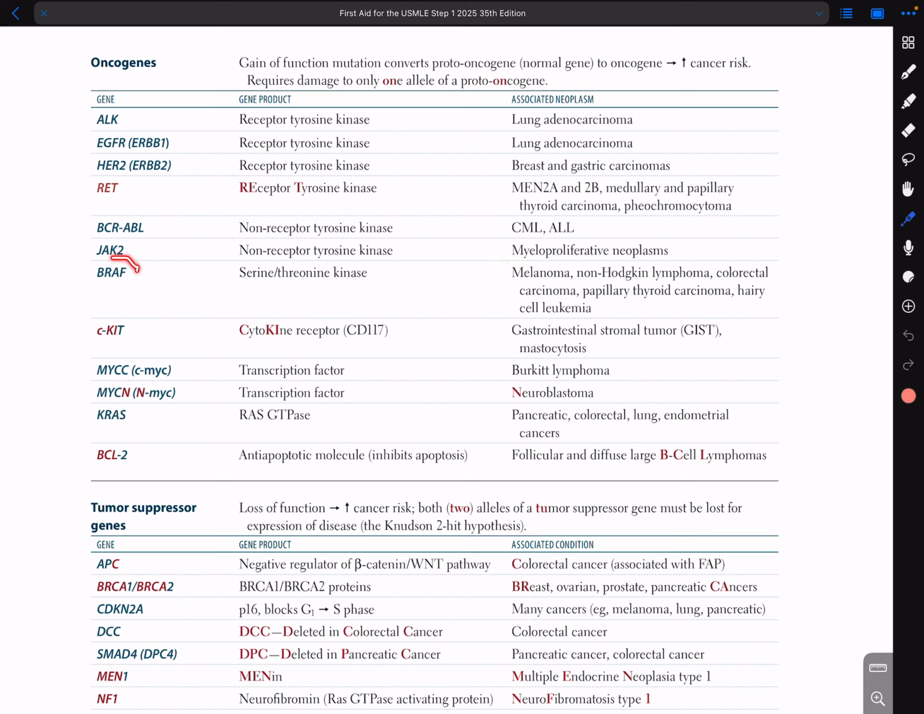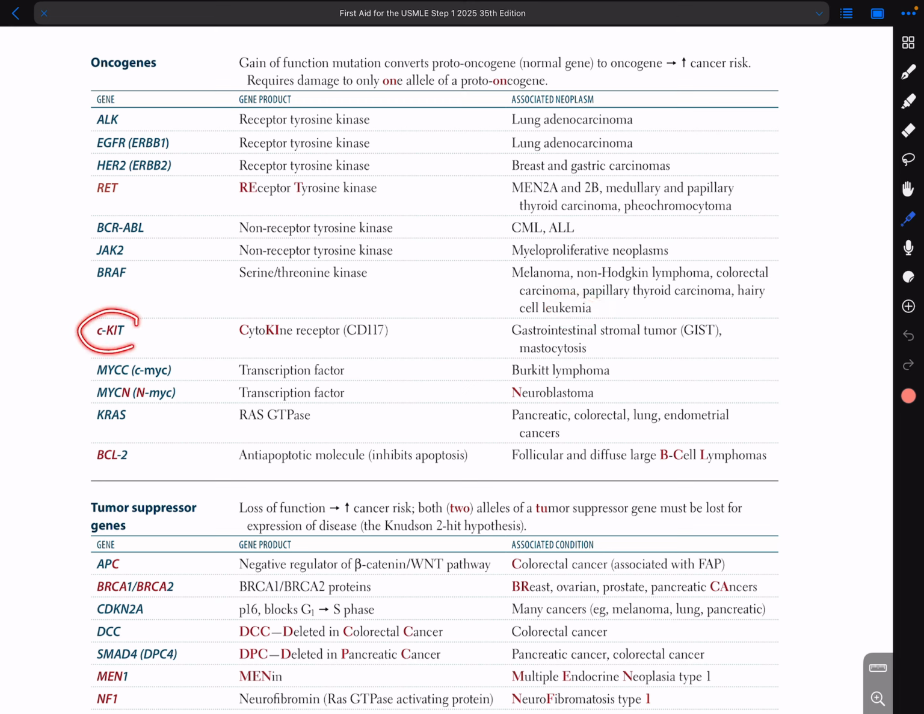Oncogene BRAF, and the gene product is serine threonine kinase. The associated neoplasm is melanoma, non-Hodgkin lymphoma, colorectal carcinoma, papillary thyroid carcinoma, and hairy cell leukemia.